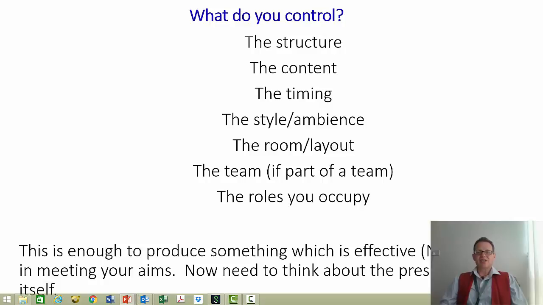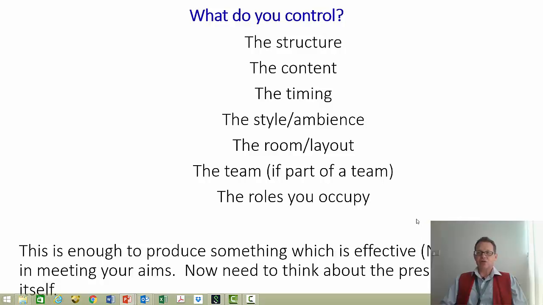So to achieve this, what can you control? Well, it turns out you control quite a lot. You control the structure of your talk. You control what goes in it, the content. You control the timing. You control the style or the ambience of this session. You control the room layout. Or if you don't control the room layout, it will control you. And one of the golden rules of life is you want to be controlling events in a situation like this. The moment that events begin to control you, the event spirals out of control. If you're part of a team, you control the team.